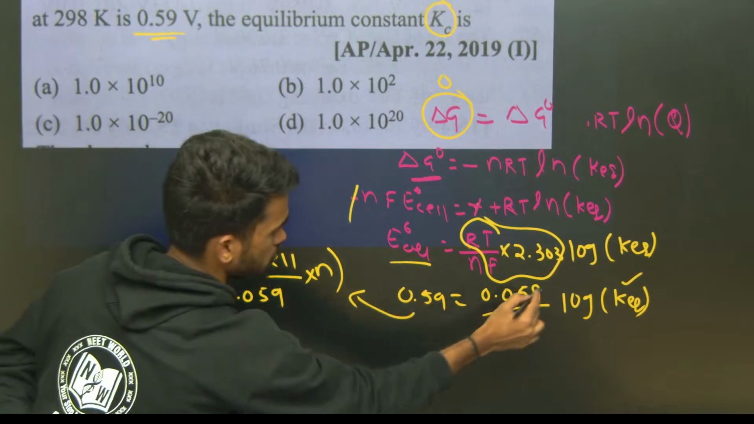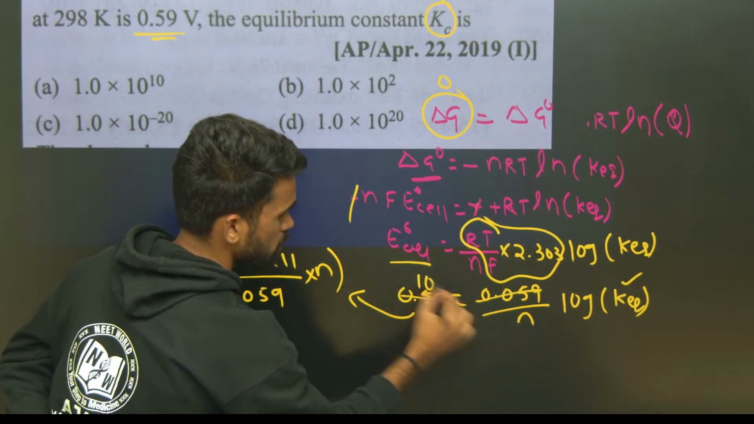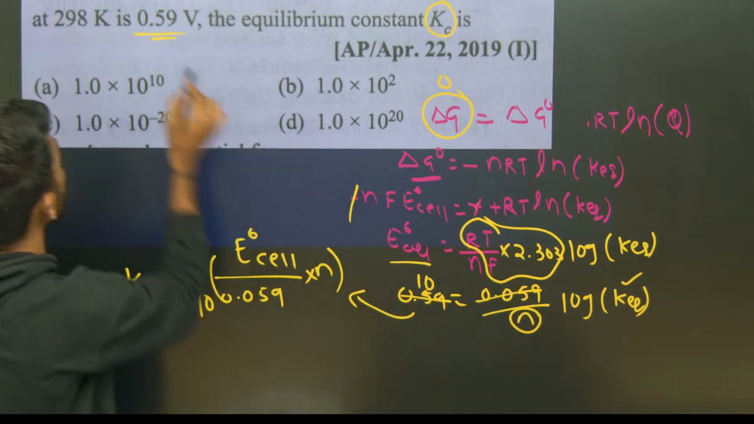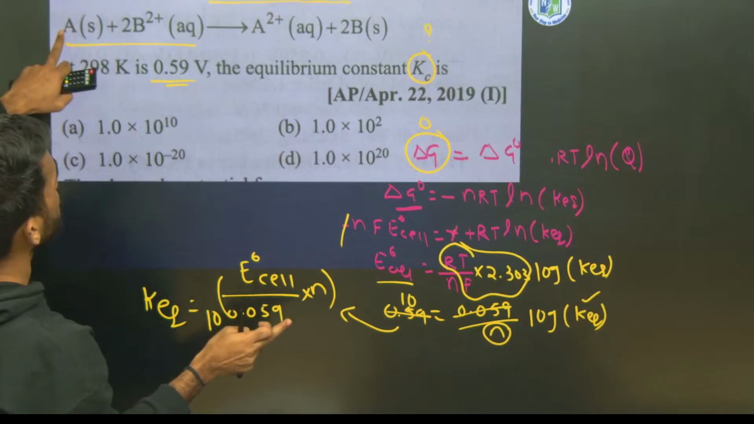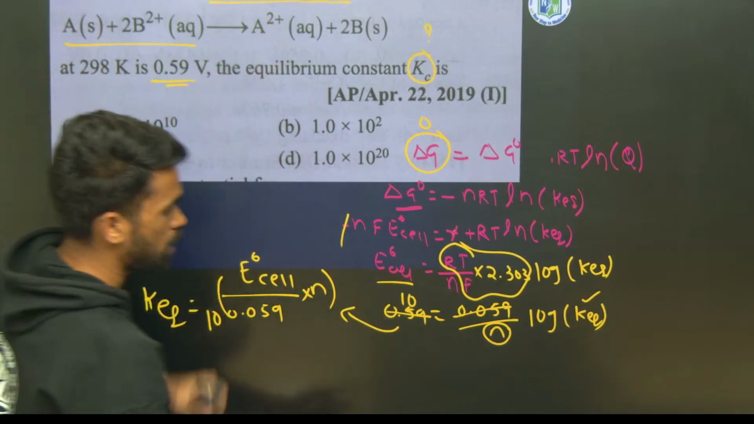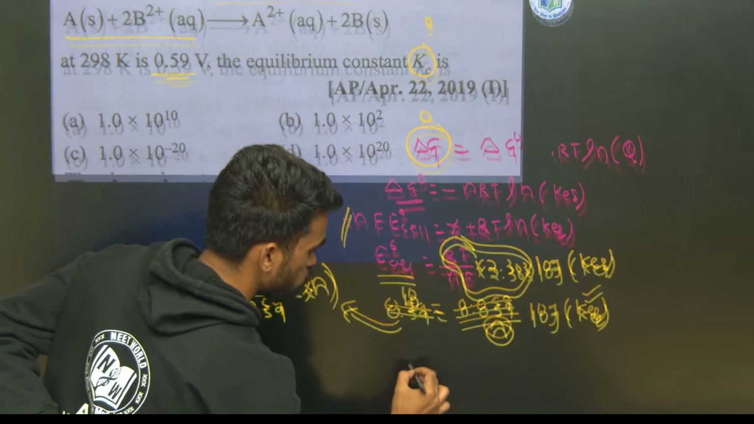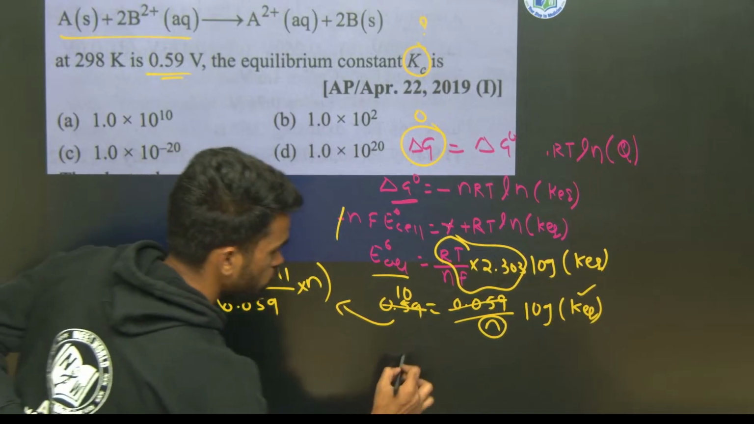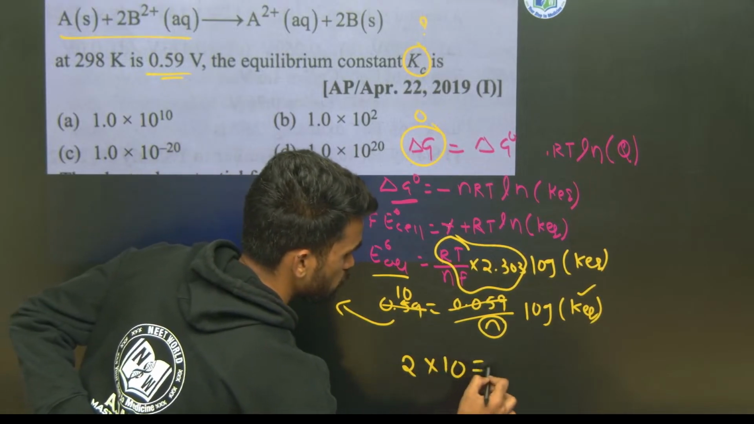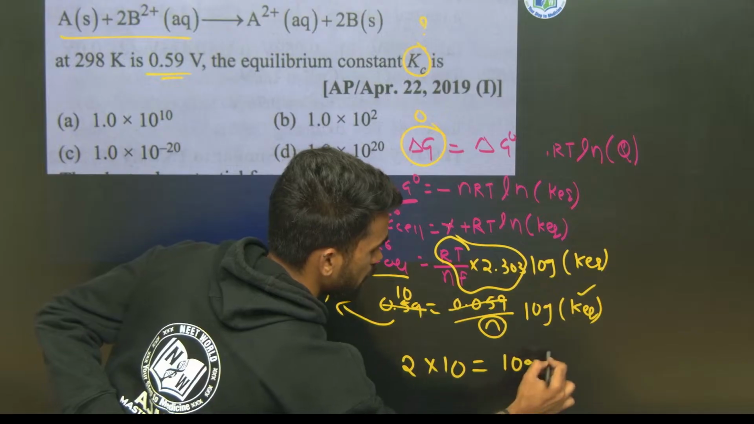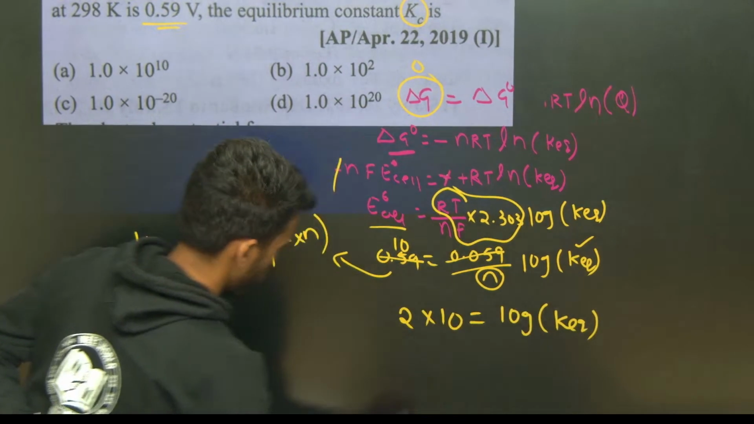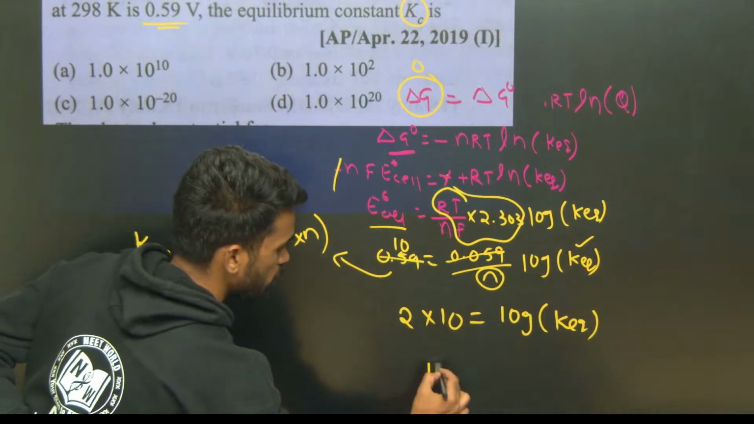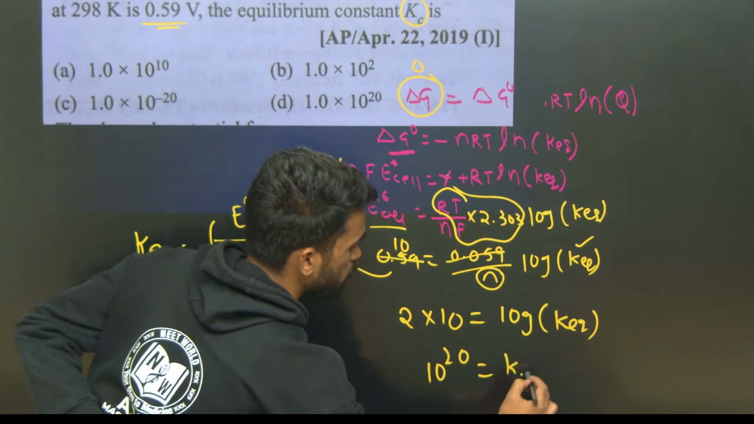So here this will be 10 times n. What is the n value they have given? Look at the reaction, how many electrons are participating. A converting into A plus 2, so n value is 2. So multiply this 2 into 10, which equals log K equilibrium. So from here it is 20, which means 10 to the power 20 will be your K equilibrium value.